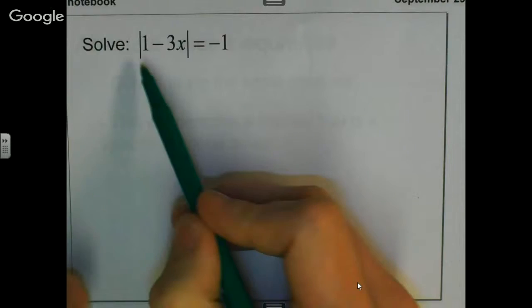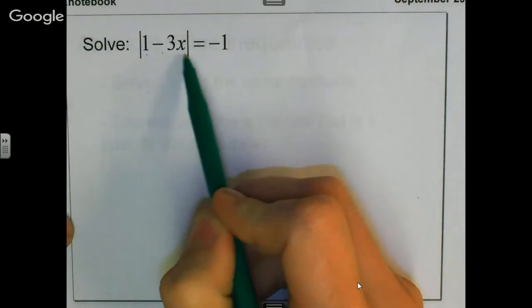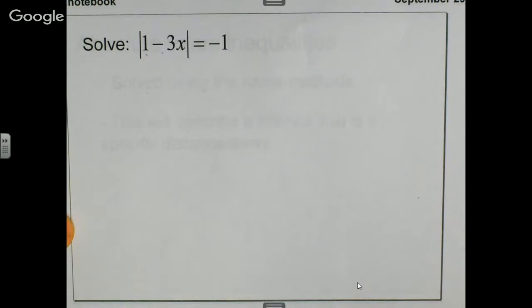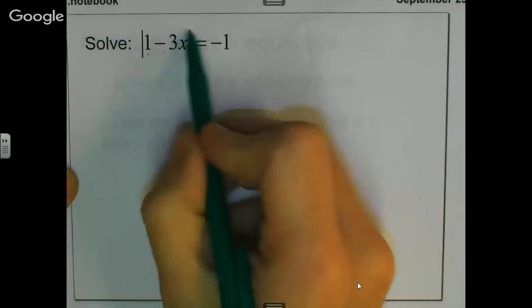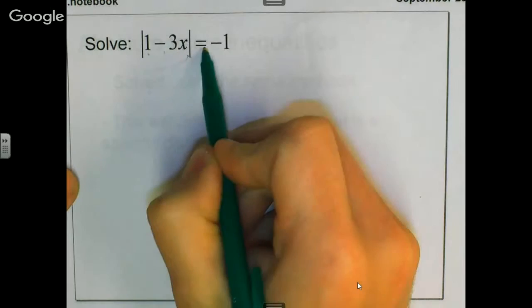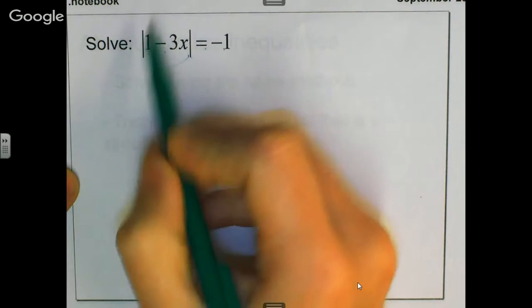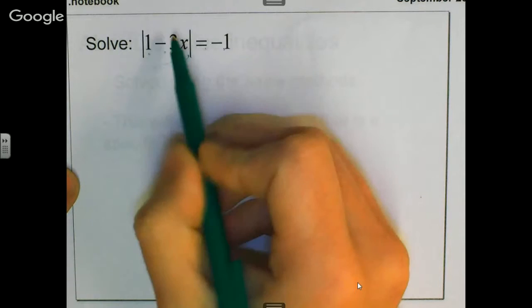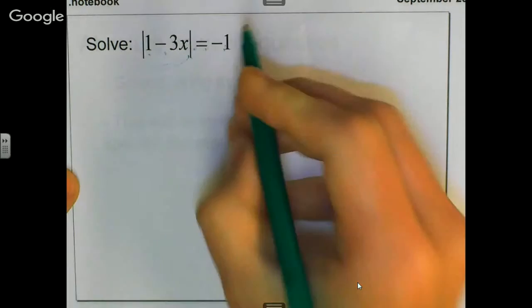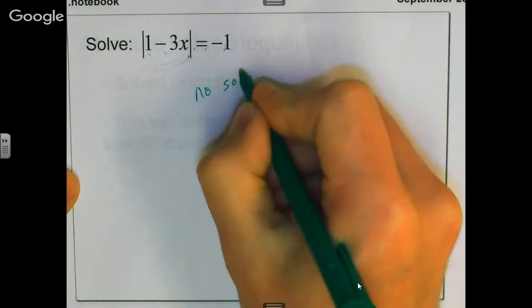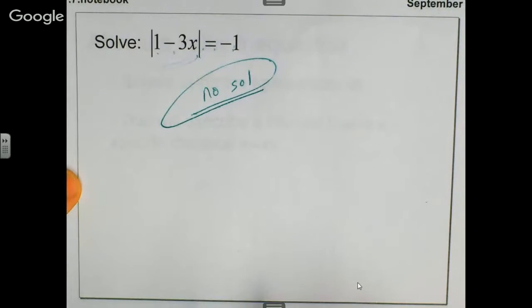All right, the absolute value of 1 minus 3x equals negative 1. Okay. Now, let's just think about this problem a little bit. I have the absolute value of something equals negative 1. The distance away from some number equals a negative number. This cannot happen. There's no solution here. It can't happen.